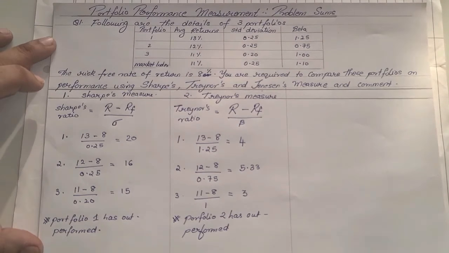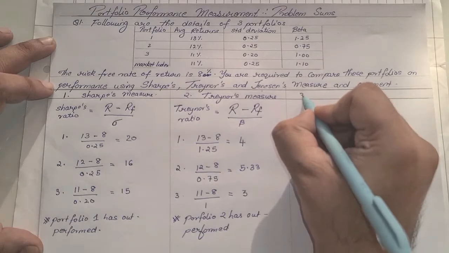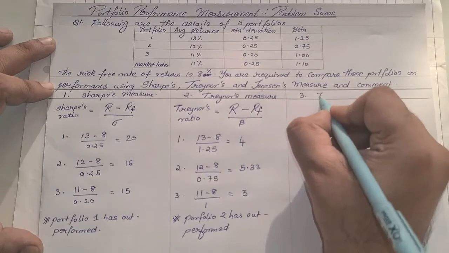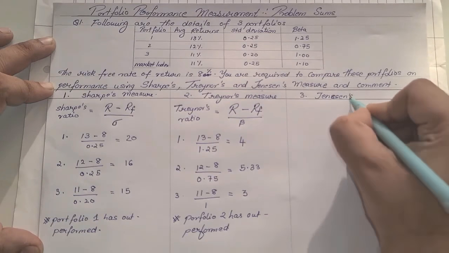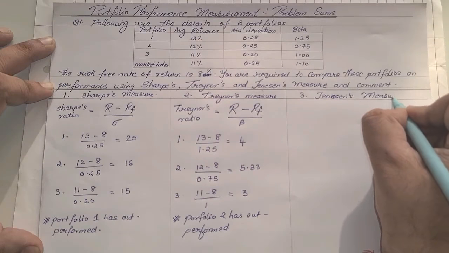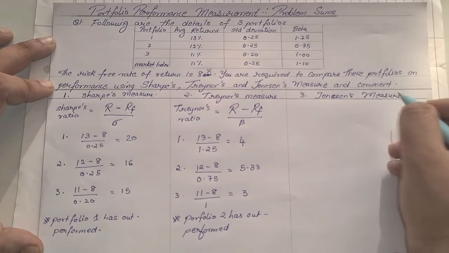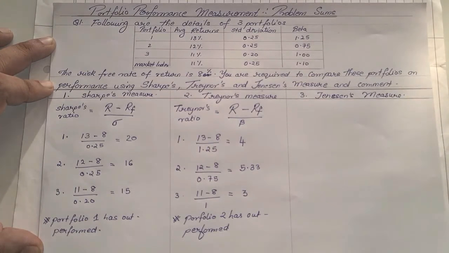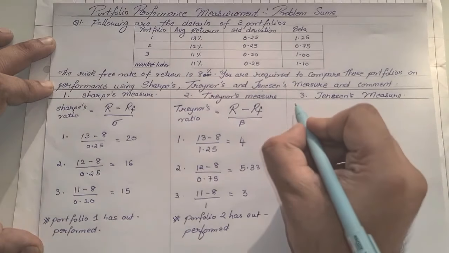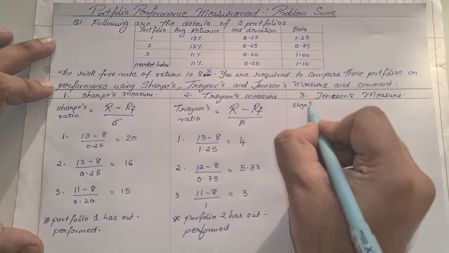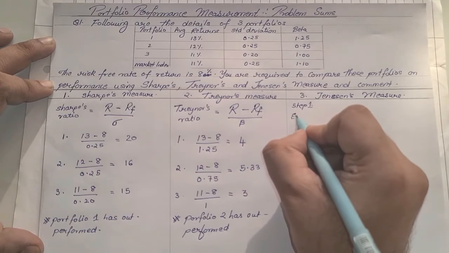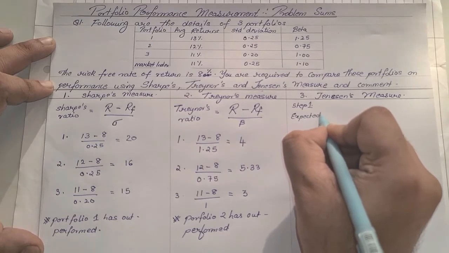Now comes the third one. Now this is the most important. Jensen is one of the most important because it has to be solved in 2 different steps. So we'll first note down the heading. Third, this is based on Jensen's measure. Now in order to solve Jensen's measure, the sum gets divided in 2 parts. So first, step number 1, we need to first find the expected return.